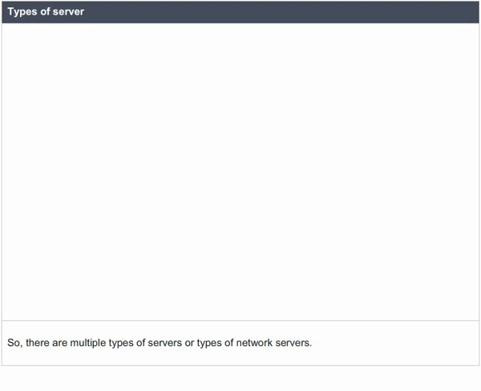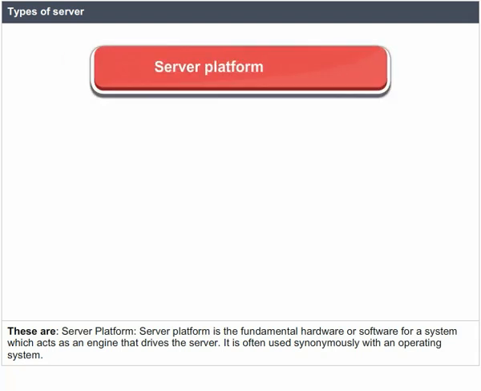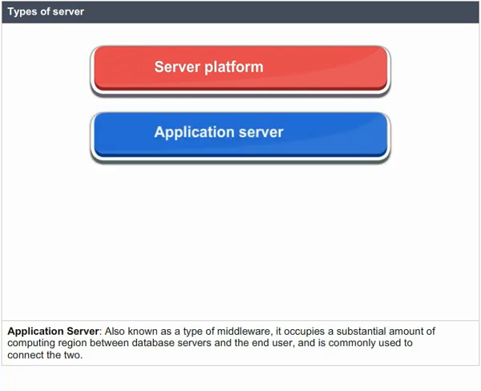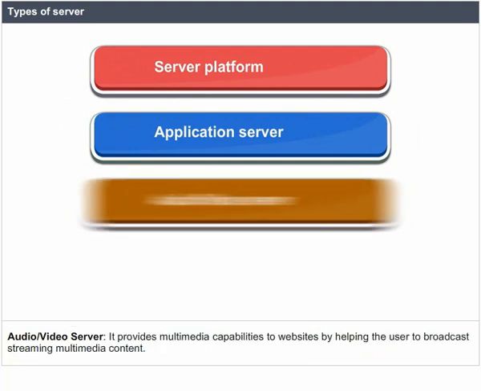Server platform. The server platform is the fundamental hardware or software of a system which acts as an engine that drives a server. It is often used synonymously with an operating system. Application server, also known as a type of middleware, occupies a substantial amount of computing region between database servers and the end user and is commonly used to connect the two. Audio or video server. It provides multimedia capabilities to websites by helping the user to broadcast streaming multimedia content.